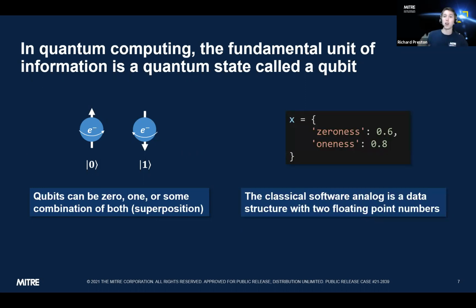The analog to software, and this is an analog that's actually not that popular, not that talked about, but I find extremely helpful, is that a qubit is like a data structure with 2 floating point numbers. So you have some structure, some unit, let's call it X, and it has some amount of zeroness and it has some amount of oneness. And I find that to be a really useful way of thinking about it.